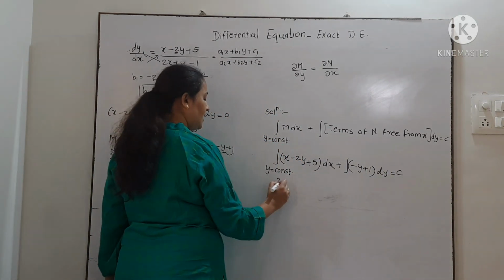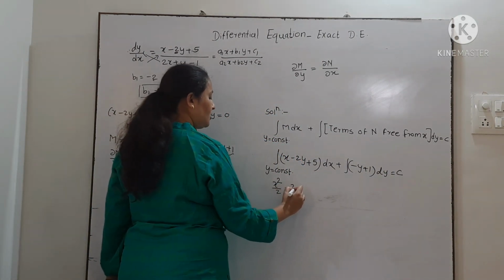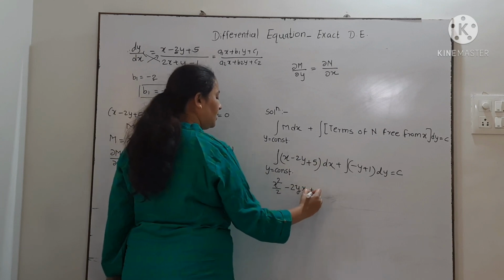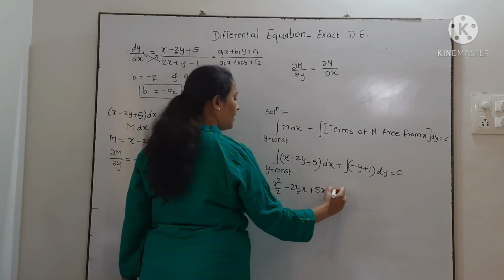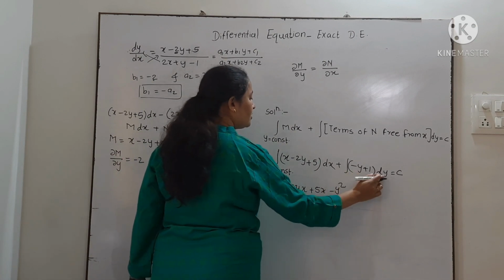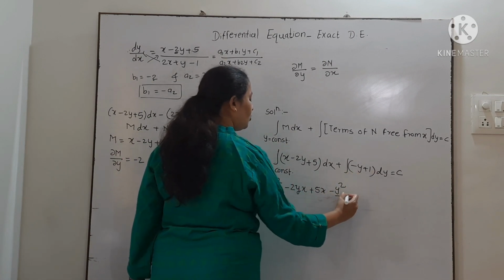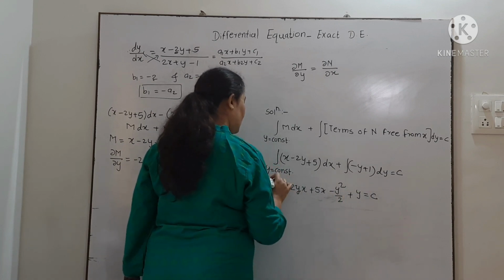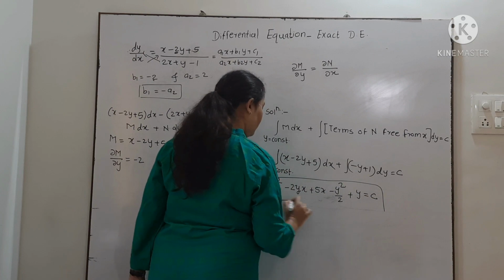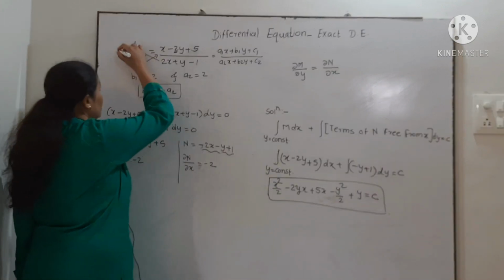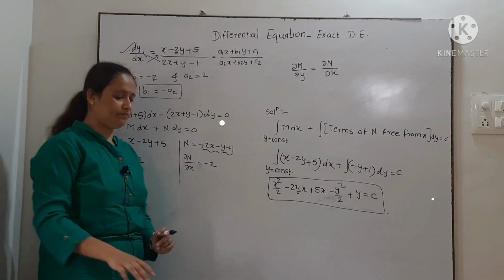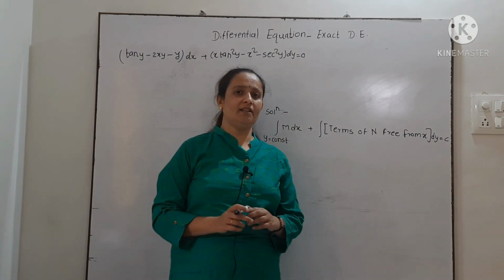Integral of x is x square upon 2, minus 2y is constant, but integral of dx is x, plus 5x minus integral of y with respect to y is y square upon 2, plus integral of 1 is y, equal to c, and this is the solution of this differential equation. I think I am clear to all of you. We'll consider the next example.